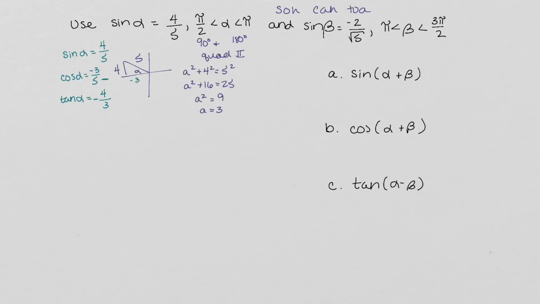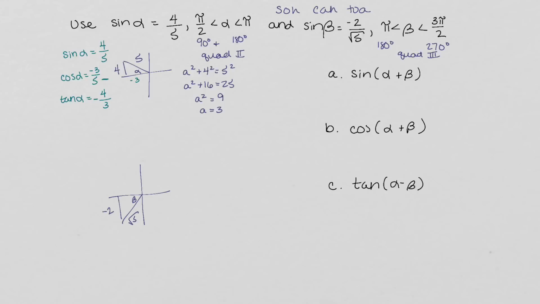And I can use the same process to find sine, cosine, and tangent for beta. Now they told me beta is between pi and 3 pi over 2. That's 180 degrees and 270 degrees, and that is quadrant 3. So beta is down there in the third quadrant. And they told me sine of beta, so again, opposite over hypotenuse, is 2/5.